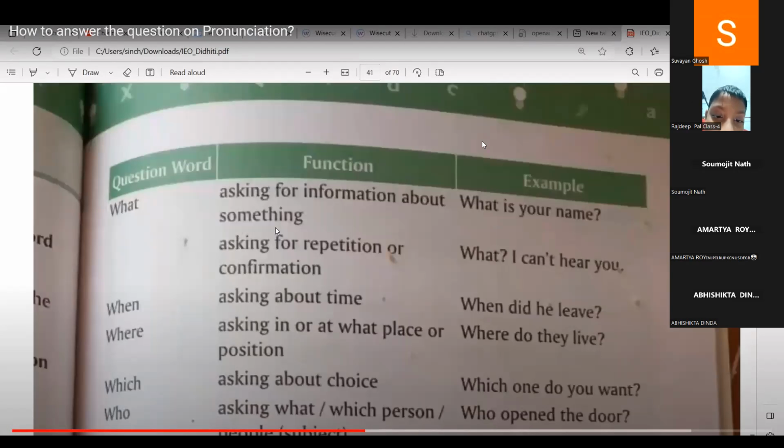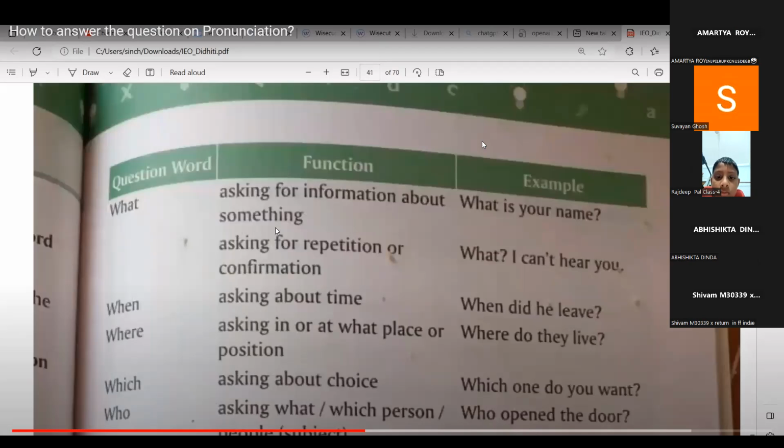Asking in or at what place or position. Where do they live? Very good. Wait, Shivam. Why do we use where? We use where to understand about a place, or whenever we have some question about a place, we ask by using where. Okay. Is it clear to everyone? Yes, ma'am. Yes, ma'am.